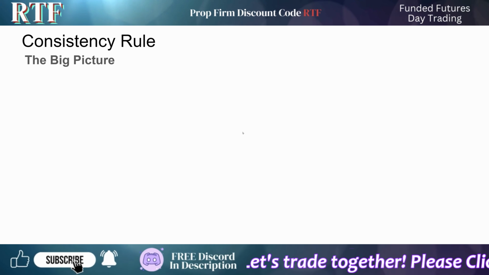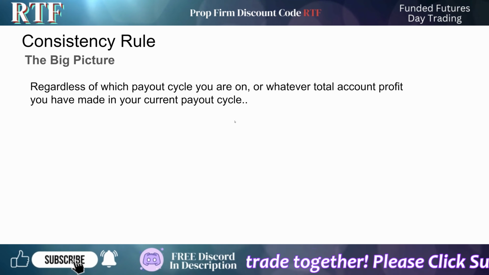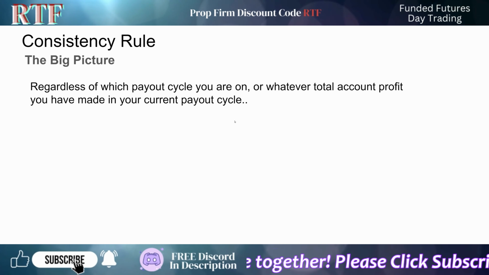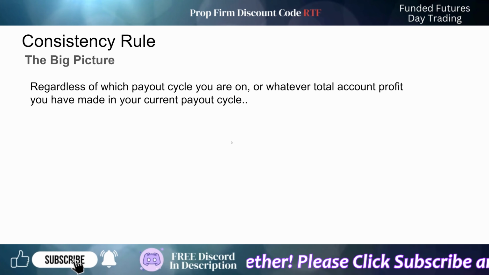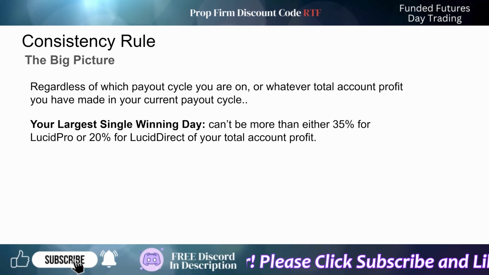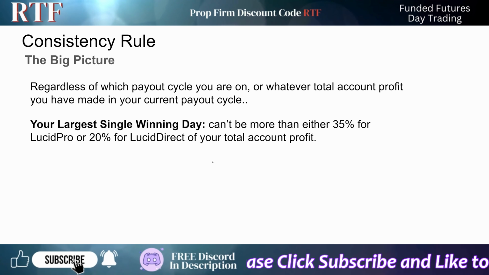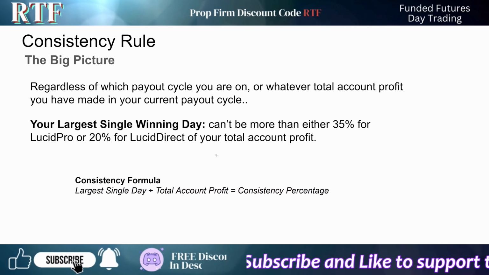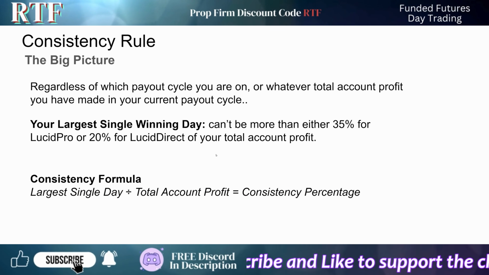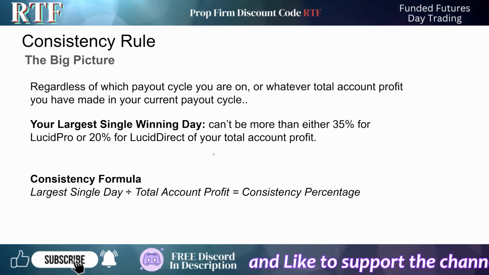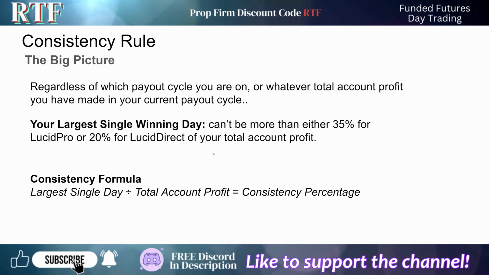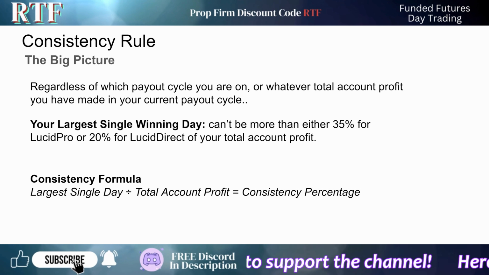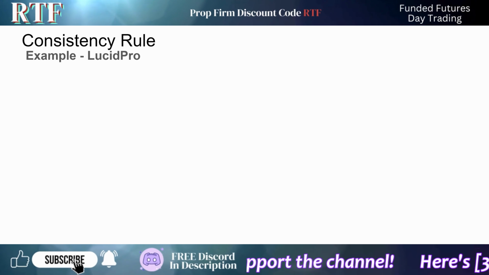So let's look at the bigger picture about this. Let's say, regardless of which payout cycle you're on and whatever total account profit you have made in your current payout cycle, your largest single winning day can't be more than either 35% for Lucid Pro or 20% for Lucid Direct of your total account profit. And the consistency formula is as follows. Largest single day divided by total account profit equals the consistency percentage.